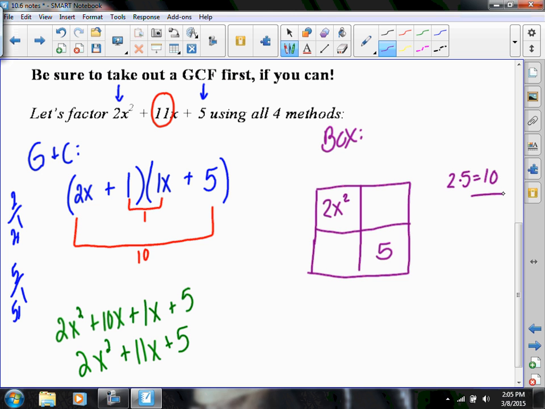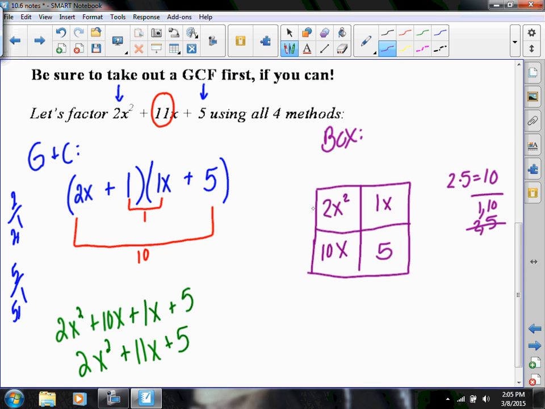So I need all the factors of 10. Well, that's 1 and 10, or 2 and 5. But I need the factors that are going to add up to 11. So 1 and 10 will get me to an 11 if I make them both positive. So now I'm going to put a 1x and a 10x in those other 2 boxes. And again, it doesn't matter where you put them.